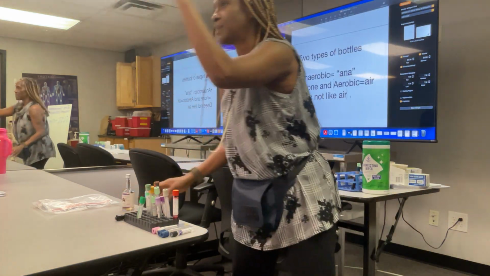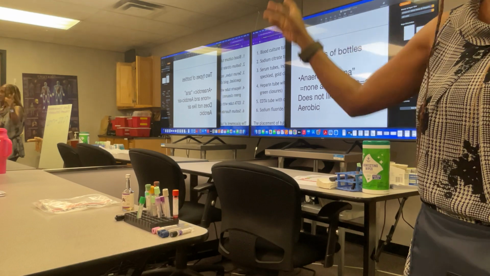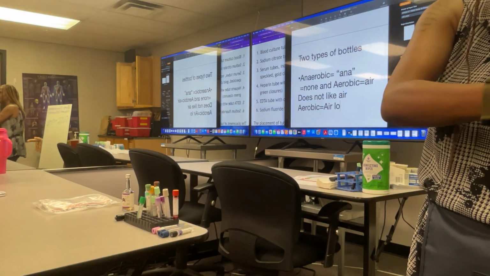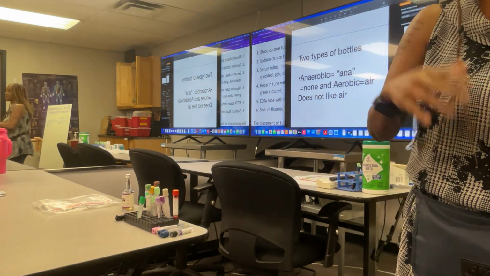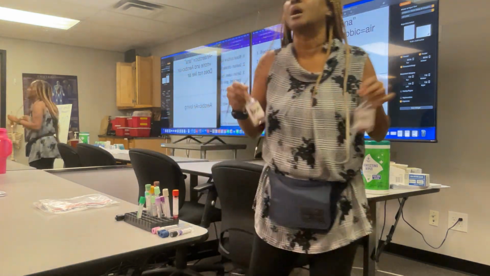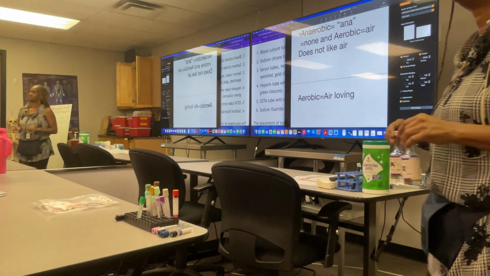That's why we do the next bottle, aerobic. This one loves air, it's like a plant outside. There are some plants that like the light and other plants that like the dark. That's like bacteria. Some like the light, some like the dark, some like oxygen, some don't. So to cover it all, we get two of them, okay?